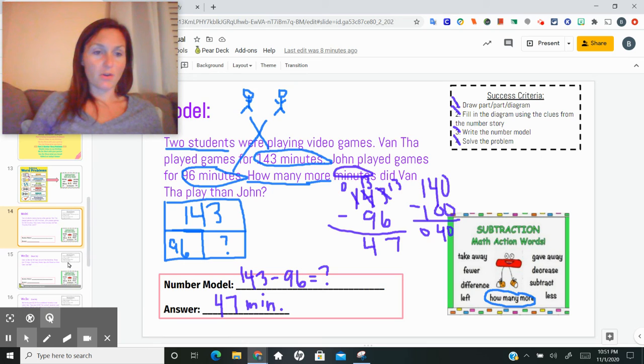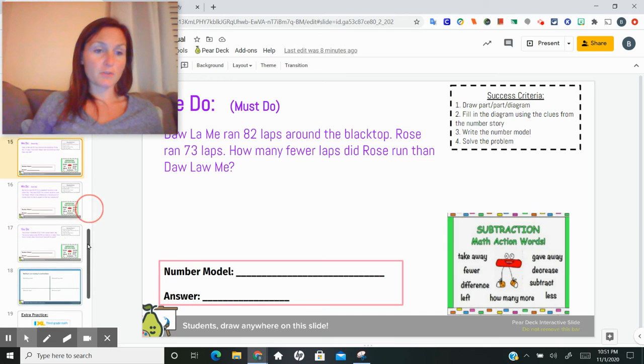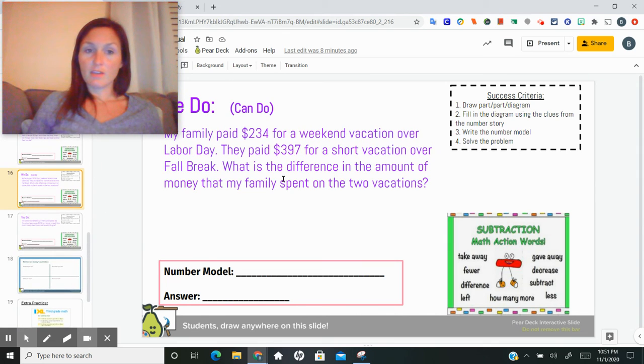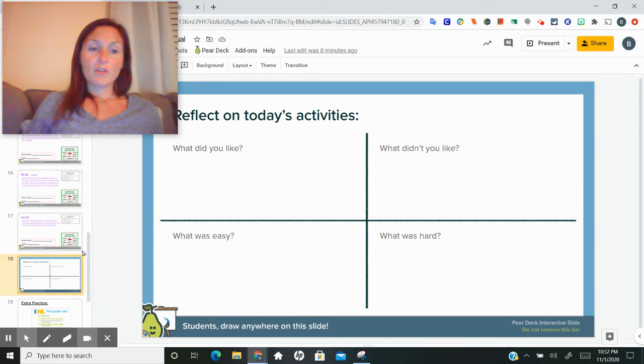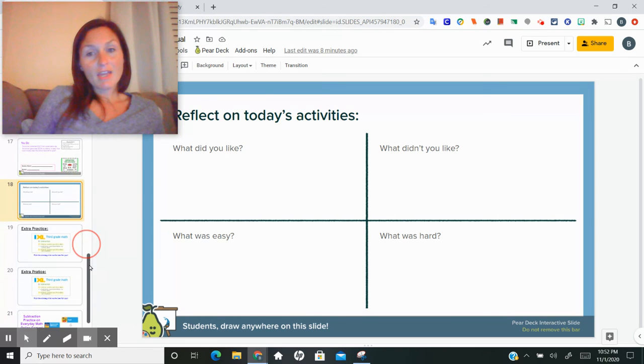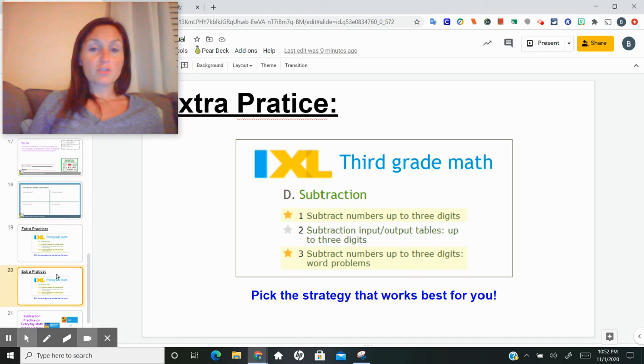You now are going to solve a few different problems where you're going to practice subtracting, looking for those clue words here to help you know that you're supposed to subtract. Okay, here's another one. And then this one, I want you to make sure that you really know how to do this one. Okay, then reflect on it. What did you like about today? What didn't you like? What was easy? What was hard? And if you want some extra practice, either with just the computation, you can look here. If you want some extra practice with the number stories, the word problems, you can find that here.